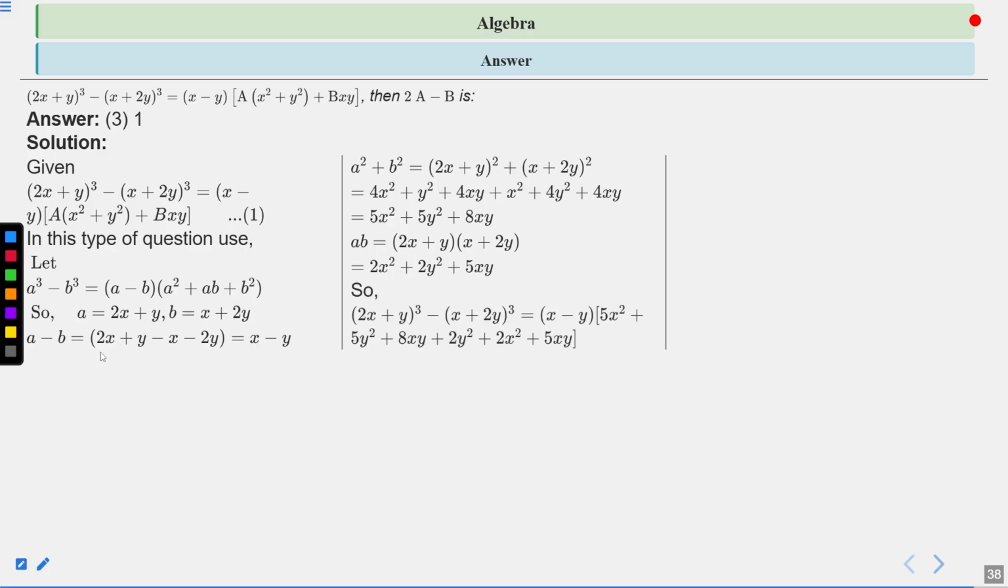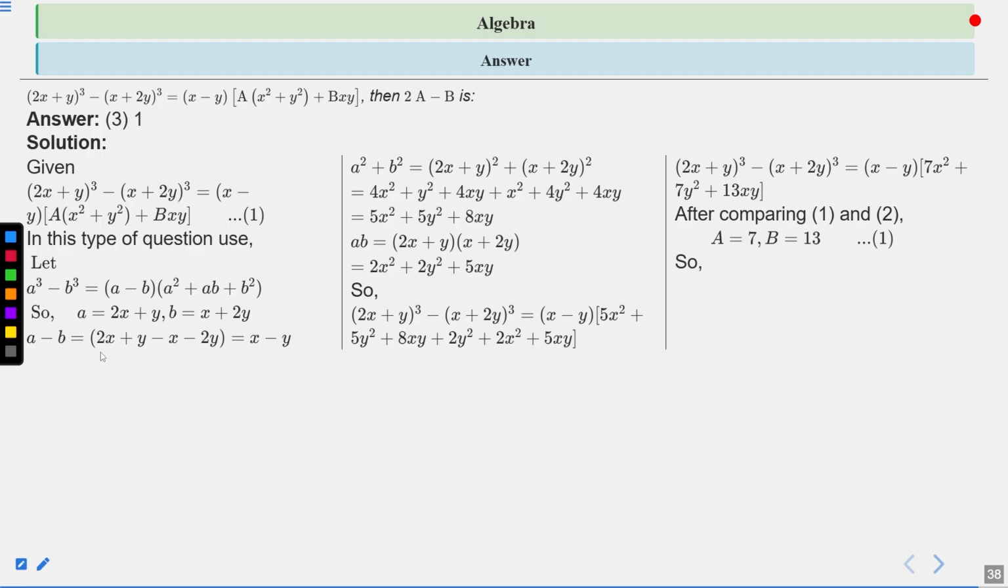So we can put the values. We get (2x plus y) whole cube minus (x plus 2y) whole cube will become x minus y into, in the bracket, 5x square plus 5y square plus 8 into xy plus 2y square plus 2x square plus 5xy. When we simplify it, (2x plus y) whole cube minus (x plus 2y) whole cube will become, in the bracket x minus y, in another bracket 7x square plus 7y square plus 13xy. So after comparing 1 and 2, we get a equals 7 and b equals 13.